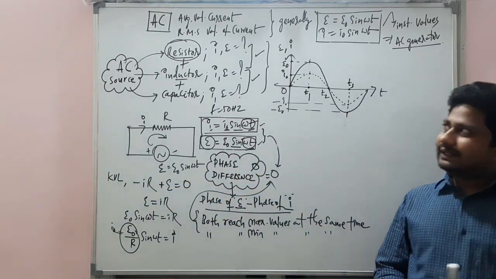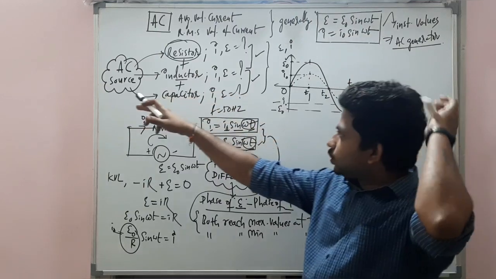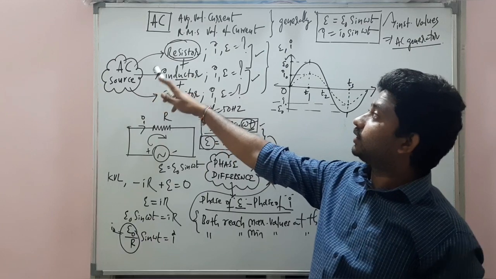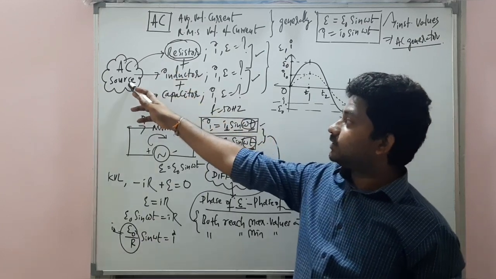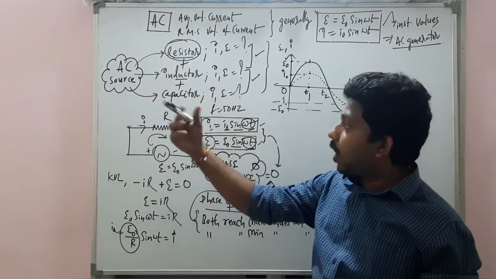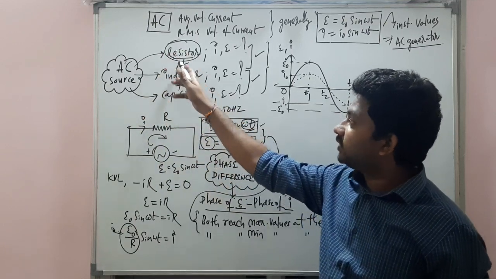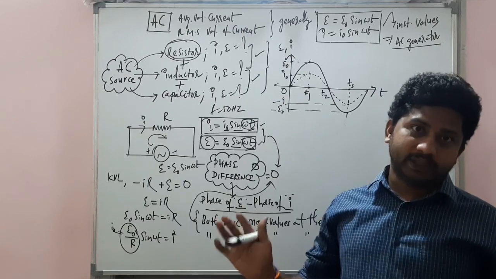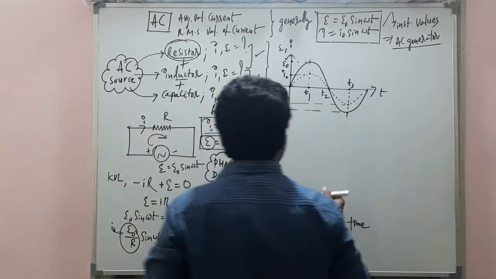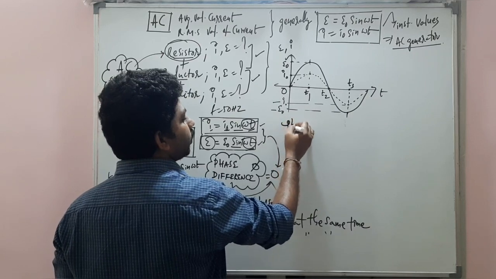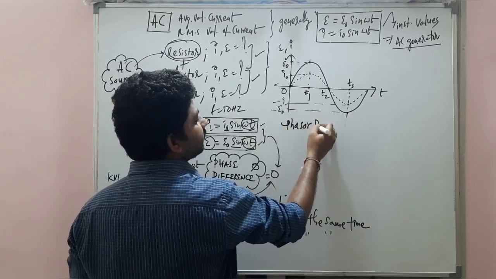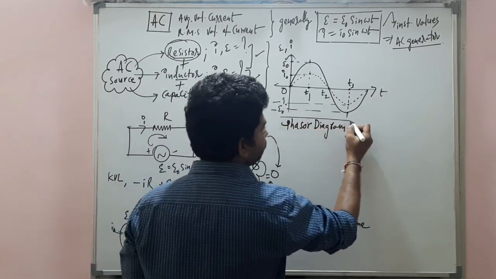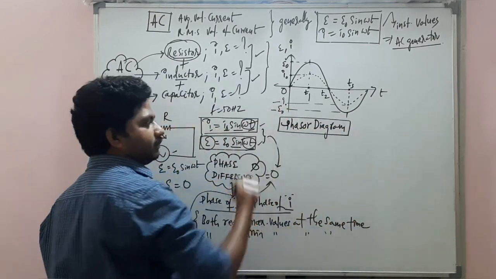In this complete concept, when an AC source is connected to a resistor or inductor or capacitor, or when an AC source is connected to resistor and inductor, or when an AC source is connected to inductor and capacitor, or an AC source is connected to all the three elements in the circuit, whatever may be the topic, we are dealing with a concept called phasor diagram in this chapter. What is that? Phasor diagram. So simple. Phasor diagram.